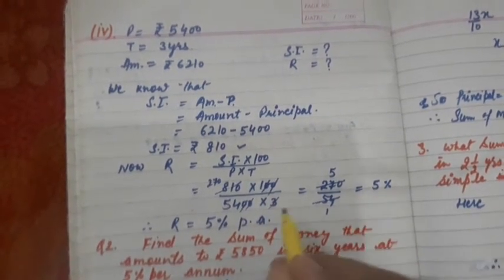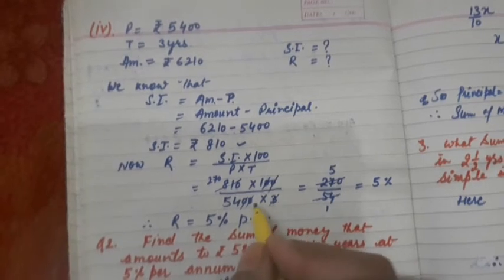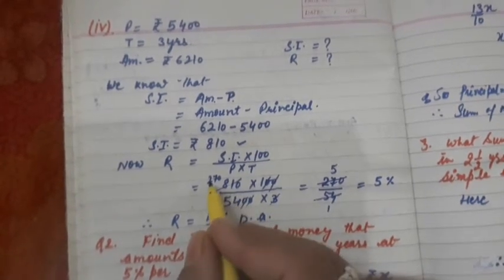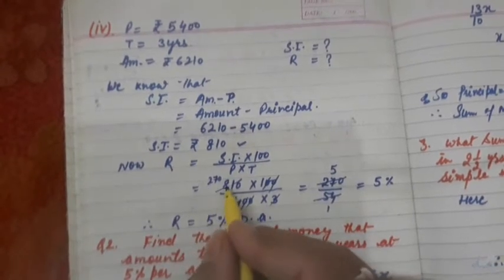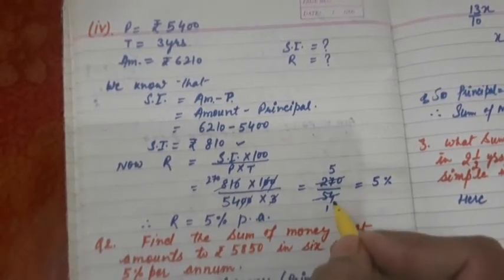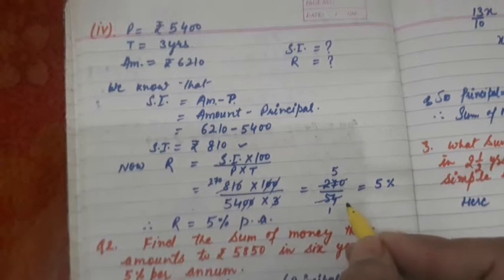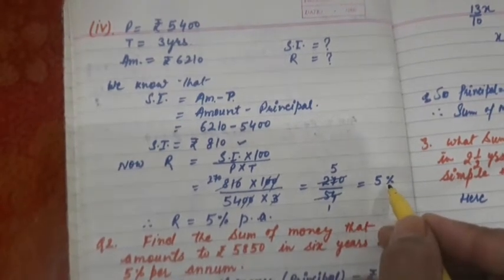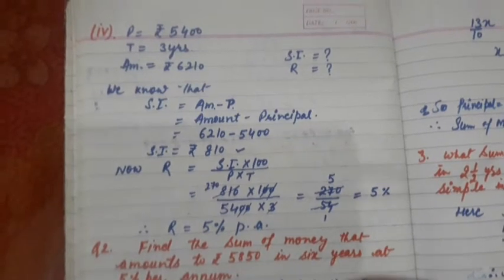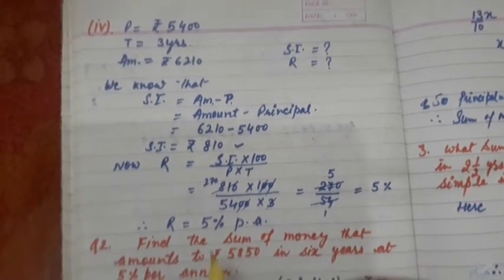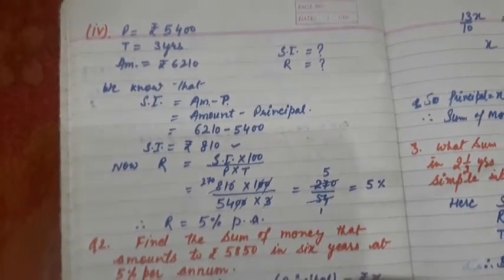So we will get 20, we can cancel there. When we divide it by 3, we will get 270. 27 3s are 81. So it is 270 upon 54. When we cancel it, we get 5. 54 5s are 270. So it is equal to 5%. The rate of interest becomes 5% per annum.